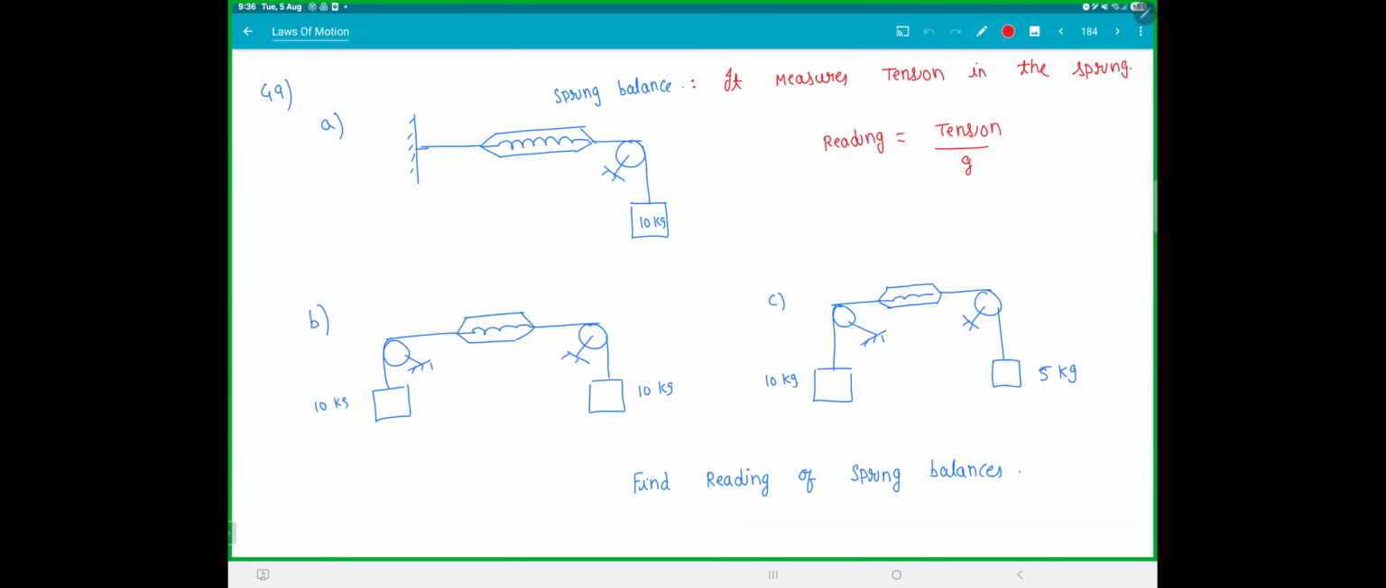What about the third one? 10 kg and 5 kg. Okay, Samyak got it. Question 3, no, that's not the answer. Right, done. You got tension. You are supposed to say reading. Divide by 10.